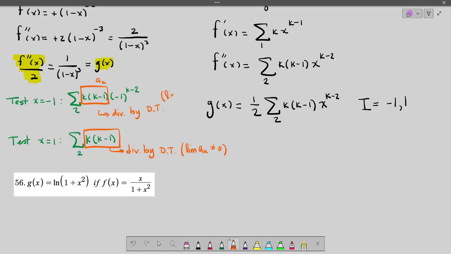So remember, this is what the divergence test means. The limit of a sub k is not 0. So therefore, our conclusion is that the interval of convergence is, I guess we want the whole thing. So here is our g of x with its interval of convergence.